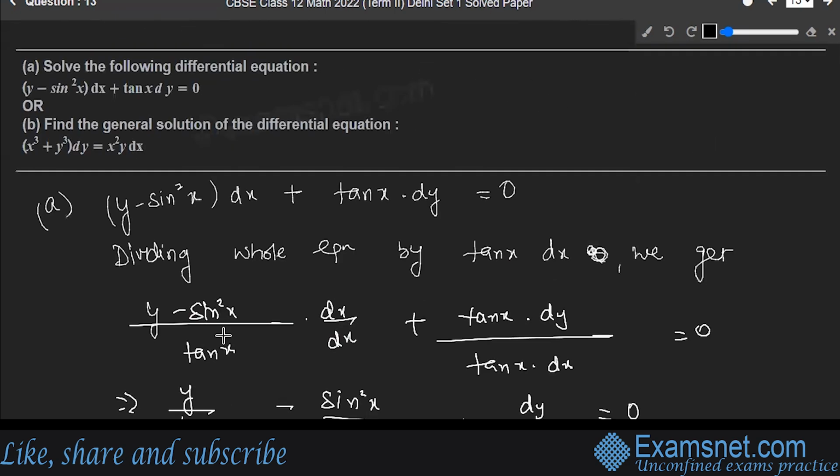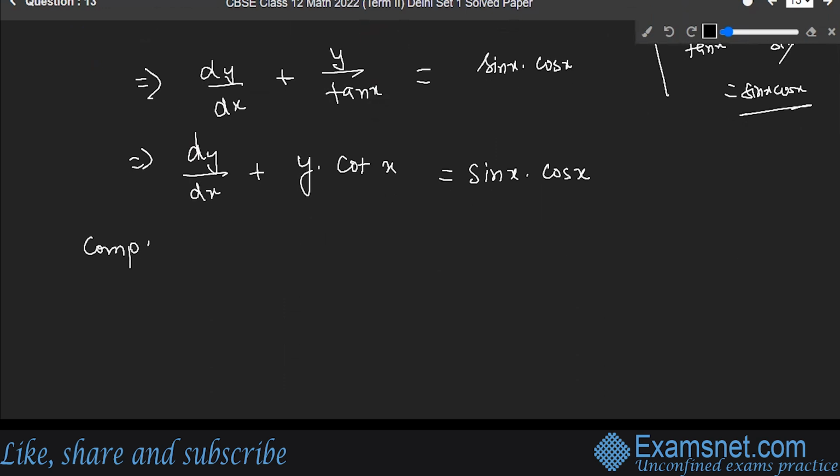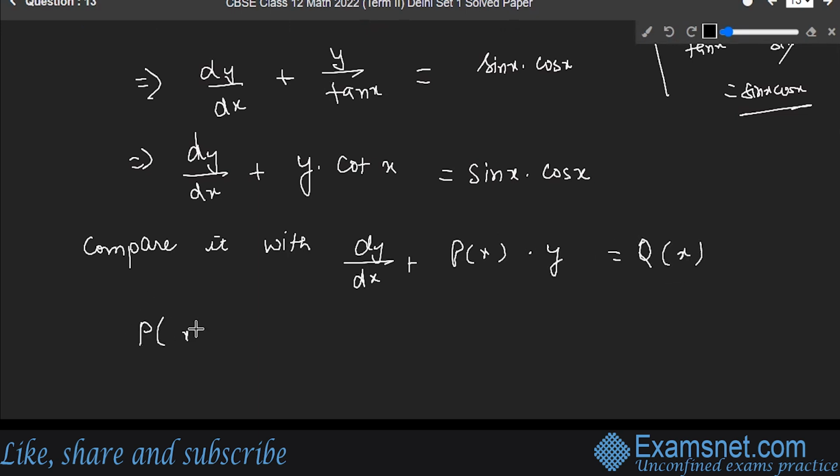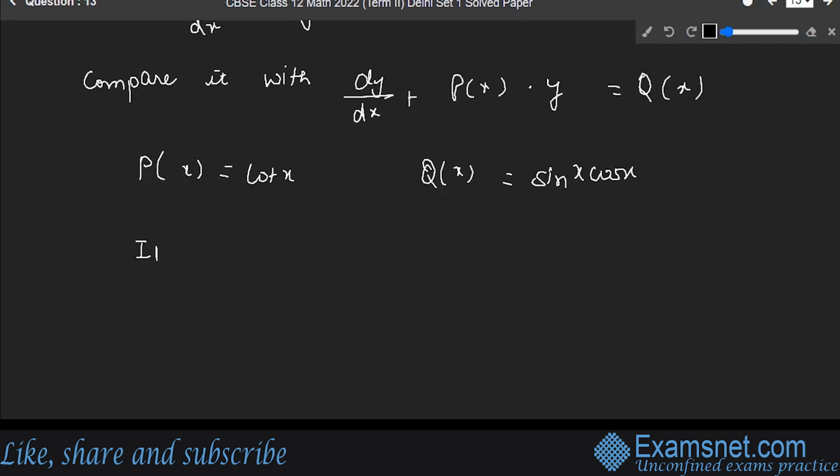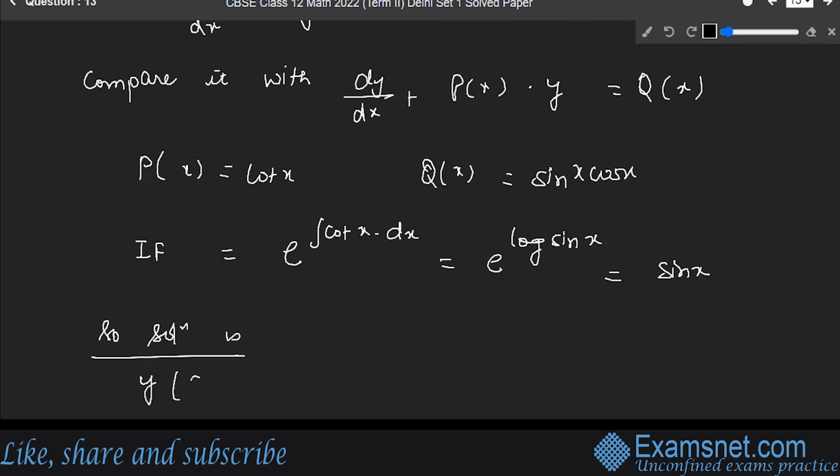Now let's compare it with dy by dx plus P(x) into y is equal to Q(x). You get here P(x) is equal to cot x and Q(x) is equal to sine x into cos x. Now here the integrating factor is equal to e raised to power integral of cot x dx, which is equal to e raised to power log of sine x, which is equal to sine x only. So the solution is y into sine x is equal to integral of sine x into sine x cos x dx plus c.